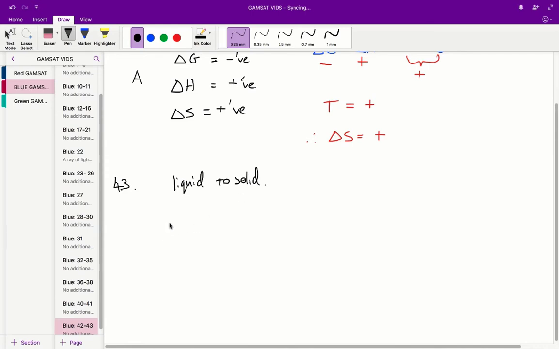Now, the tricky part is that the initial stem, that first sentence, tells us what happens when potassium nitrate crystals are dissolved in water. So that is what happens when you go from solid to liquid. But the actual question is asking us what happens when you go from liquid to solid. So anything that we find in that first part of the stem, when potassium nitrate goes from solid to liquid, we've got to reverse to actually answer the question.